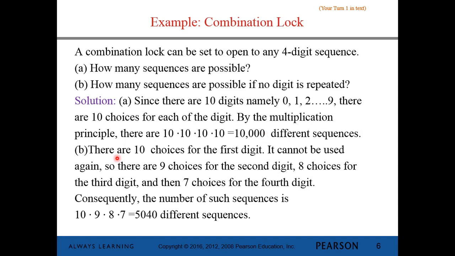Okay, so now notice here, again, this is basically the same thing. And here's your number, 5,040. So if you allow for repeats, then you get all possible sequences, which is 10,000. If you don't allow for repeats, then you get 5,040 different sequences where there are no repeated digits.